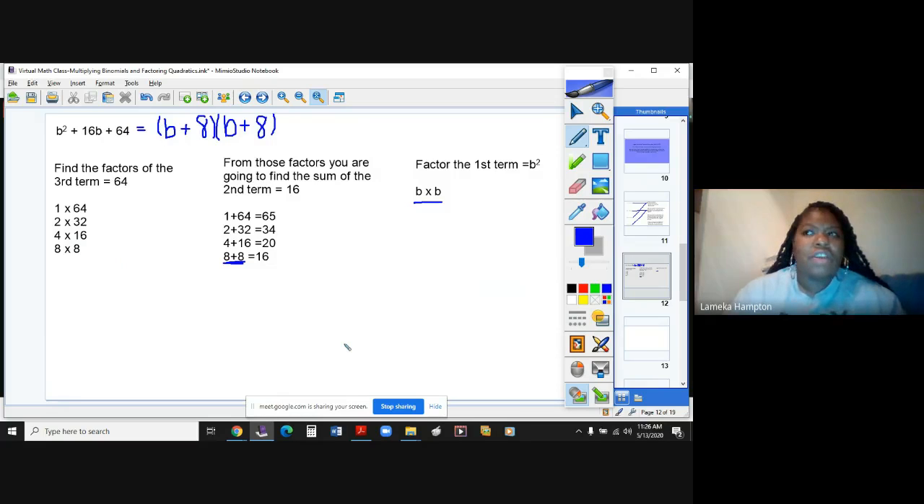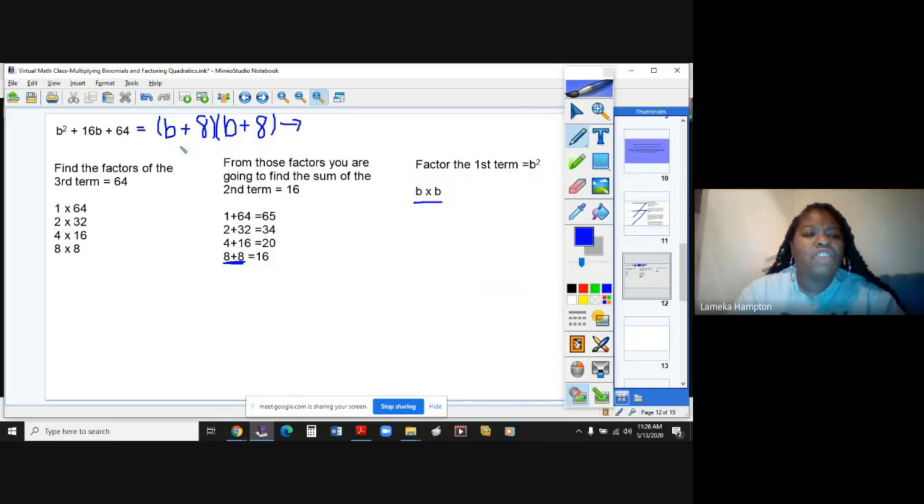Okay. So again, I just want to show you the breakdown of how I got b plus 8 times b plus 8. So I have my first b, so I have b plus 8, because remember, my 8 is positive, and then I have b plus the other 8, which makes it positive. Now, there is another way that you can simply write this problem.